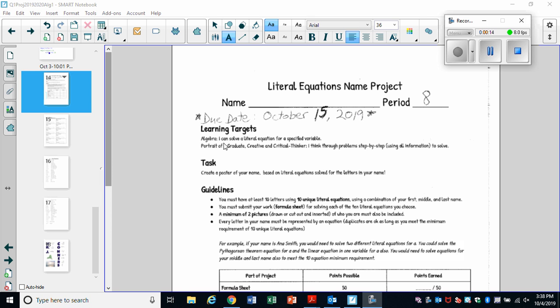Your learner targets for algebra are: I can solve a literal equation for a specified variable. Portrait of a graduate, creative and critical thinker: I think through problems step by step using all information to solve. So the goal is you're going to create a poster of your name based on literal equations solved for the letters in your name. I will show you what one looks like momentarily.